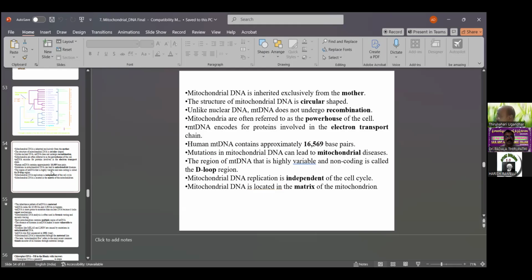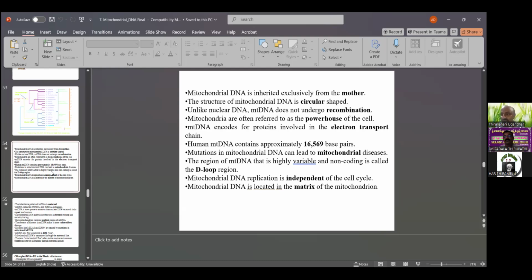16,569 base pairs. Mutation in mitochondrial DNA can lead to mitochondrial diseases. The region of mitochondria that is highly variable and non-coding is called the D loop. Mitochondrial DNA replicates independently of the cell.